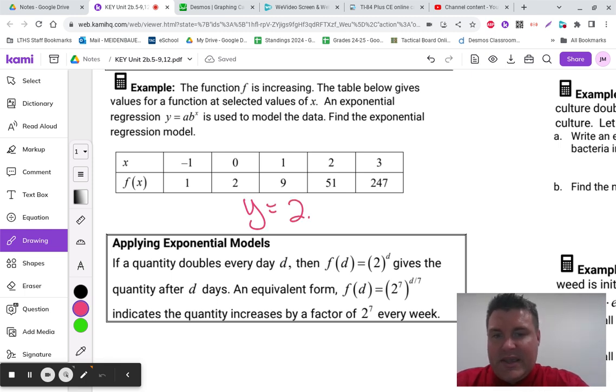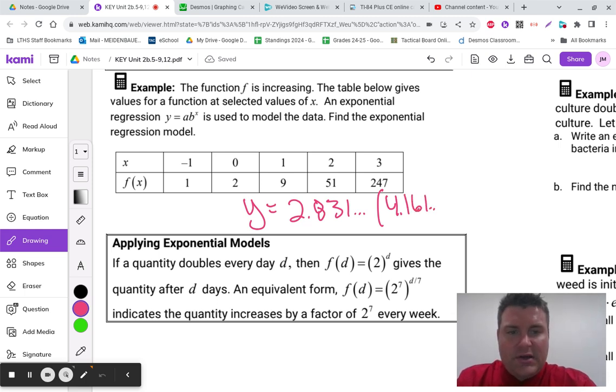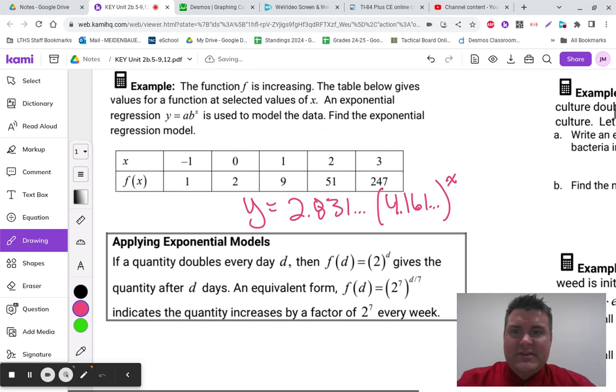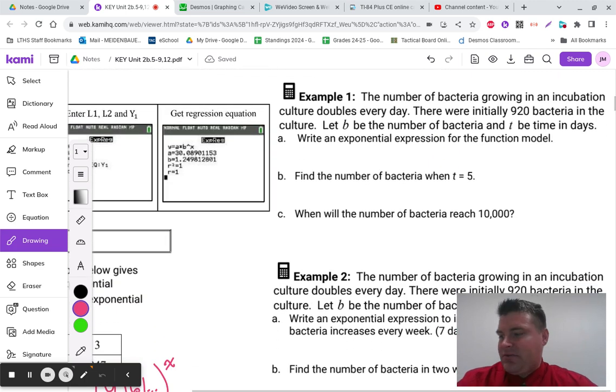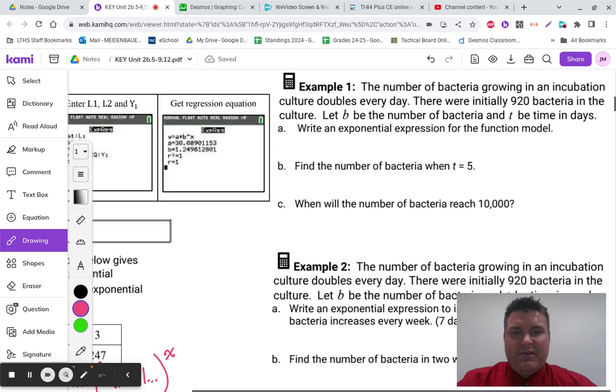So the Y value, just copying off what I had in my calculator there, I'm going to get Y equals 2.831... times 4.161... all to the x. So that's my equation right there. You do not need the dot, dot, dots. I just like them. That's a me thing, just because that tells me that, hey, if there's more digits, it helps me be less lazy if I were to go ahead and use this. Okay, so real simple.